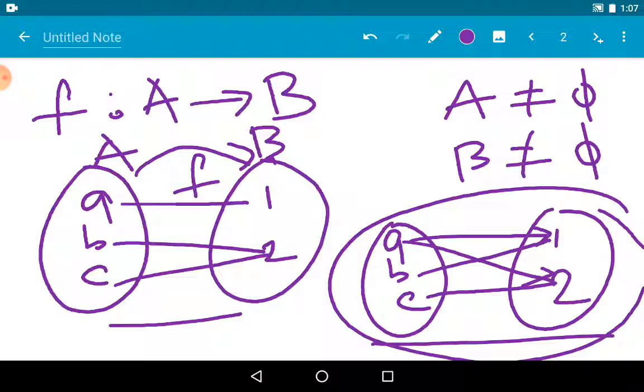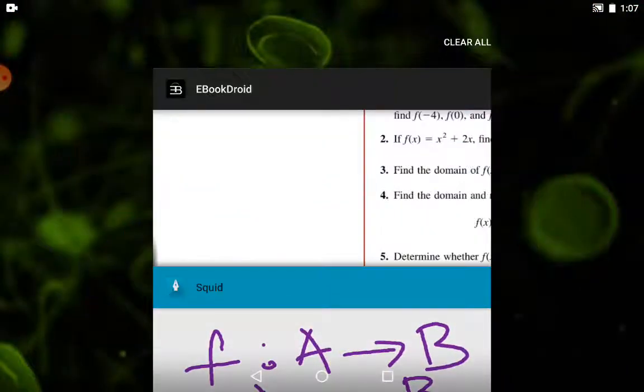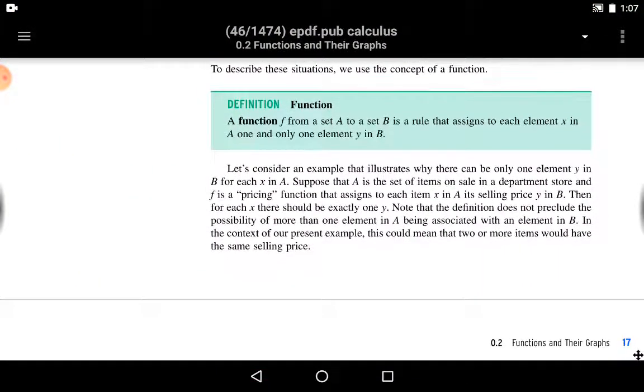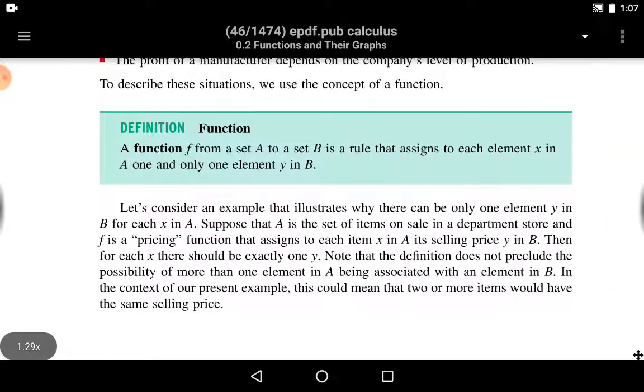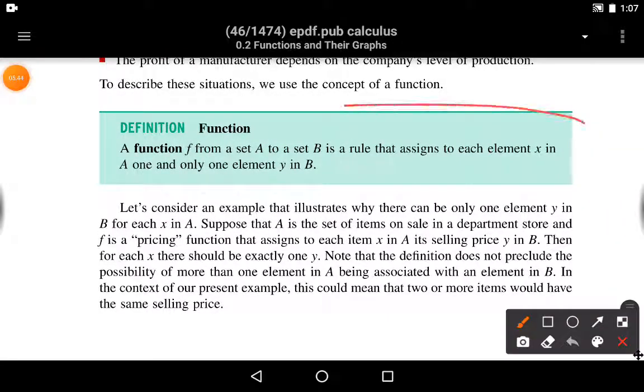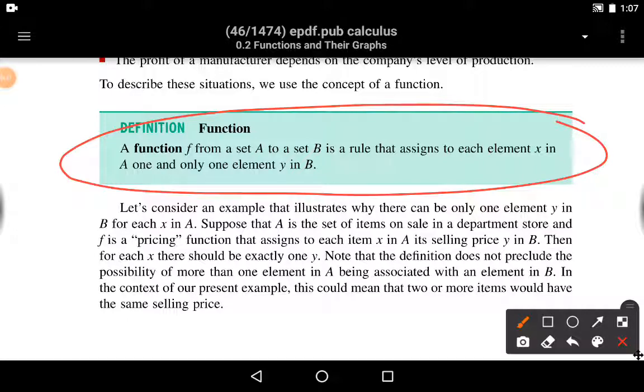So we can define a function in this manner. A function f from a set A to a set B is a rule that assigns to each element x in A one and only one element y in B. That is, for every element of A, there exists a unique element in B such that that particular element x in A will be mapped to an element in B.